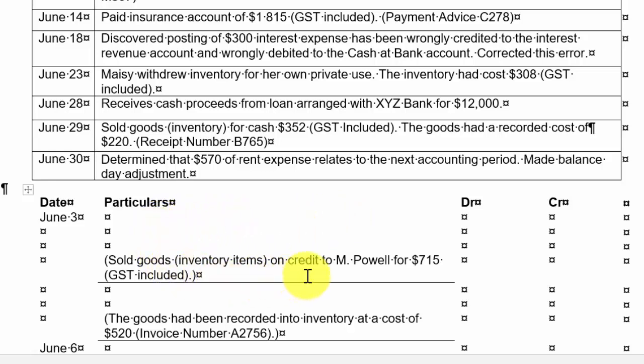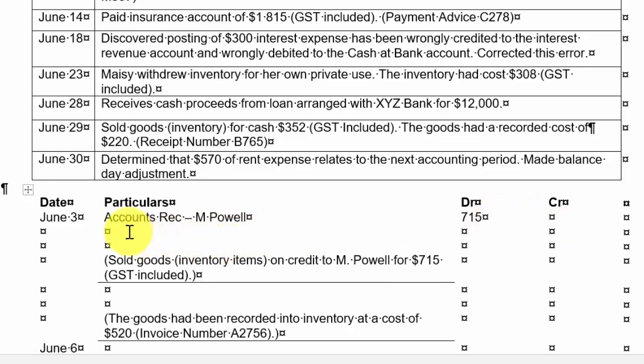So we sold some inventories to M. Powell on credit. So it's accounts receivable, M. Powell. That person is a debtor to us, or accounts receivable, if you like. And that is always going to be a debit item. You can see it's for $715.